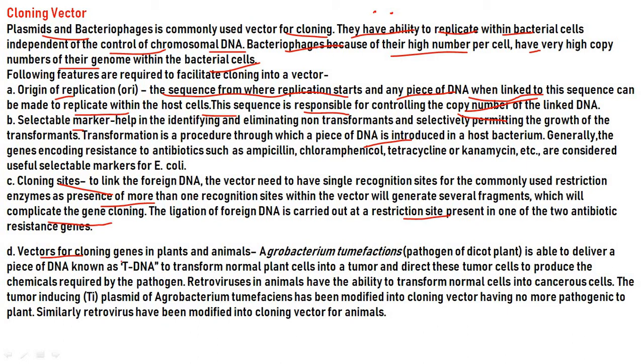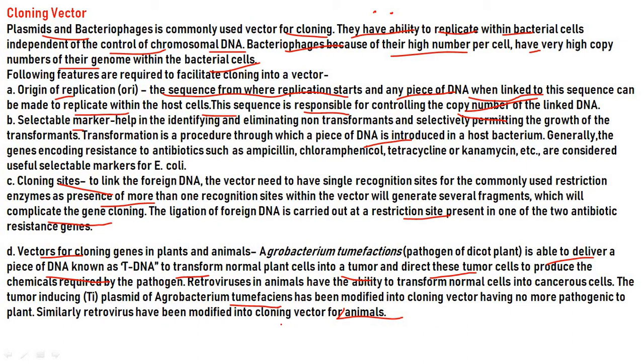And at last, the vectors for cloning genes in plants or animals: Agrobacterium tumefaciens. The pathogen of the dicot plant is able to deliver a piece of DNA known as T-DNA to transform the normal plant cells into a tumor and direct these tumor cells to produce the chemicals required by the pathogen. Retroviruses in animals have the ability to transform normal cells into cancerous cells. The tumor-inducing Ti plasmid of Agrobacterium tumefaciens has been modified into a cloning vector, no longer pathogenic to plants. Similarly, retroviruses have been modified into cloning vectors for animals.